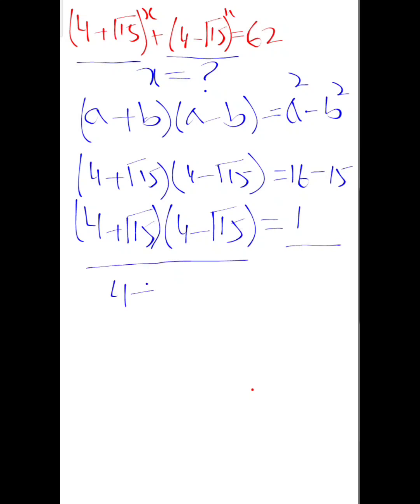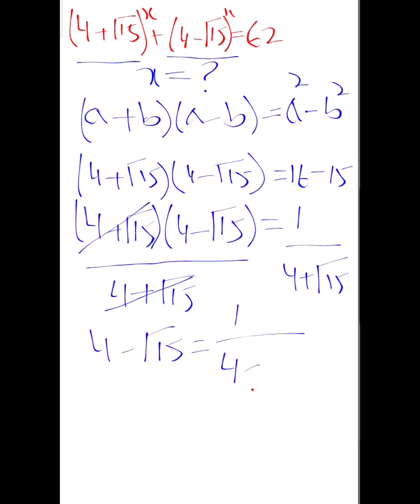Now if we divide both sides by 4 plus square root 15, at the right hand side 4 plus square root 15 will be divided by 4 plus square root 15, and at the left hand side we have 4 minus square root 15 is equal to 1 over 4 plus square root 15. So this equation will help us to solve our question.